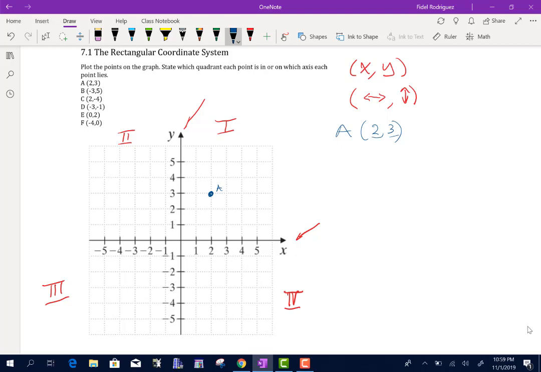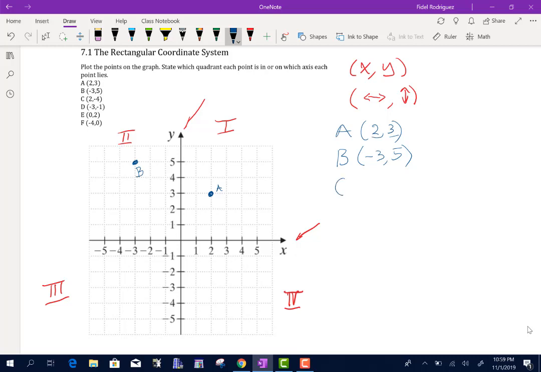Okay? Let's do the same thing for the point B. So the point B is negative 3, comma 5. Okay? So remember, I'm going to start back here in the middle. The first number I see is negative 3. The first number always tells me how to go to the left or the right. Because it's a negative 3, I'm going to go 3 spaces to the left. And because it's a positive 5, I'm going to go up to 5 right there. And there's my point B.